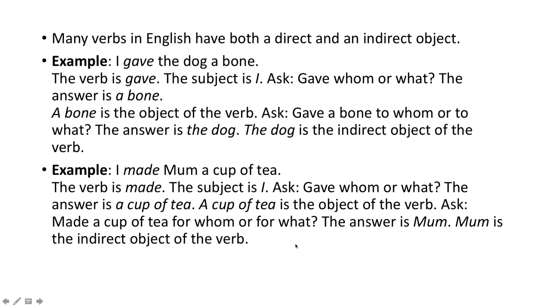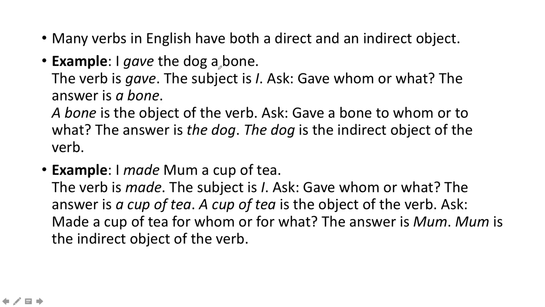Before we can move on to the next set of activities, there's some more information that we need to cover. In addition to our subject, verb, object structure sentences, we also have to look at sentences that have indirect objects. And many verbs in English have both a direct and an indirect object. The first example here, I gave the dog a bone.